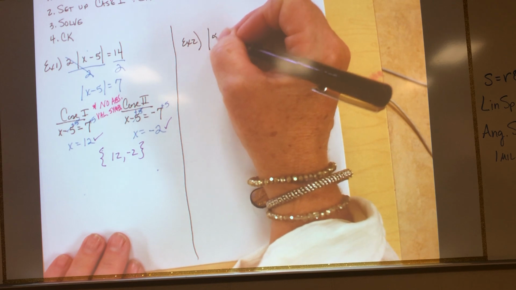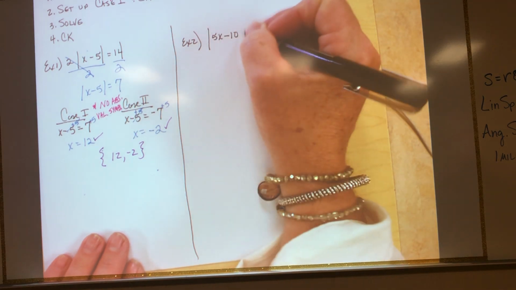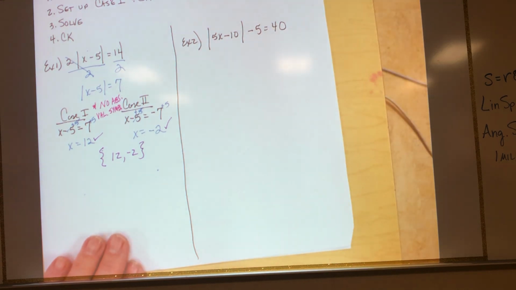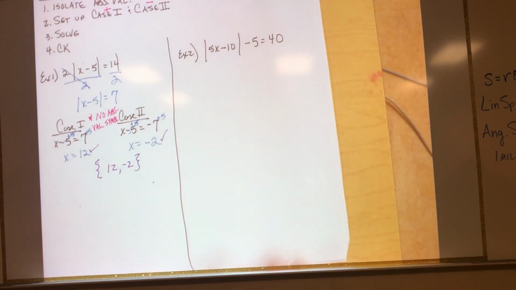Absolute value of 5x minus 10, minus 5, is equal to 40. Okay? Tell me what to do. Combine your like terms first. Isolate my absolute value, by adding 5 to both sides.